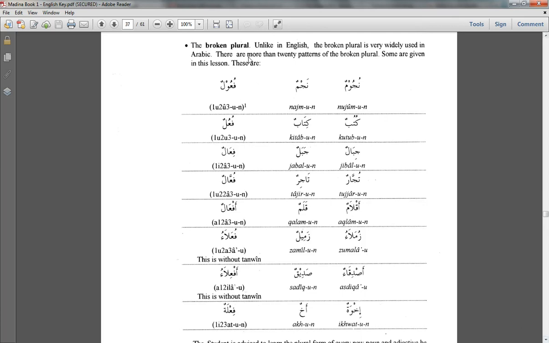Now the broken plural, unlike in English, is very widely used in Arabic. And why is it broken? It means that the original word lost its shape. So therefore it's called broken. The wazns, meaning the patterns that you will get those shapes in.